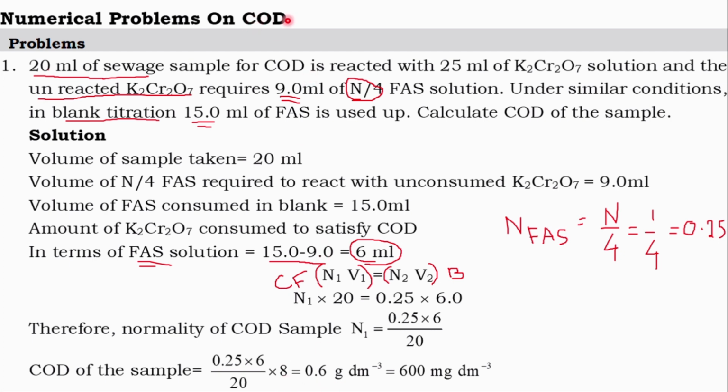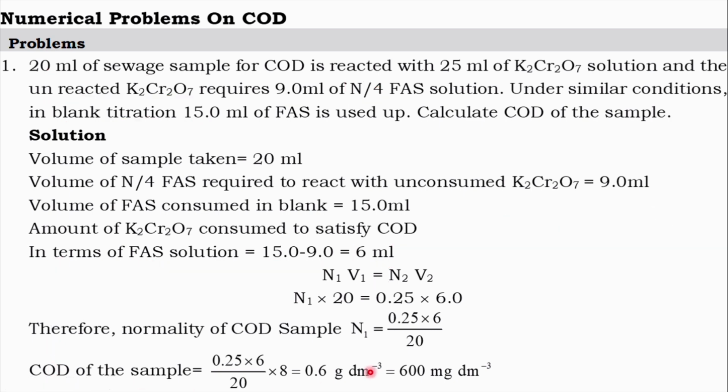But this COD is the number of milligrams of oxygen required by the pollutants to undergo oxidation. Hence, it is compulsory to convert the gram to the milligram. This answer is to be multiplied by 1000, it will give you the answer for the COD. So, 600 mg per dm cube indicates a high level of pollutants present in the wastewater. Higher the value, higher is the pollution strength in the wastewater sample.